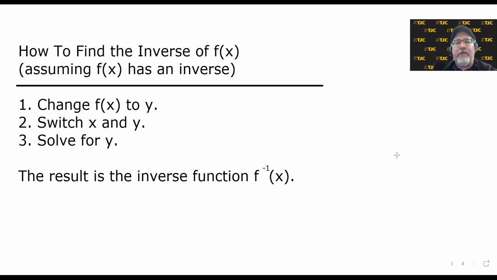Number 1, change f of x to y. Number 2, switch x and y. Number 3, solve for y. So basically, we introduce y into the function notation, switch the x and y to bury the y inside the function, then we dig it out by solving. And in the process of doing that, we create the inverse function. So let's take a look at a little bit more involved example than the previous one, now that we have a process to follow.